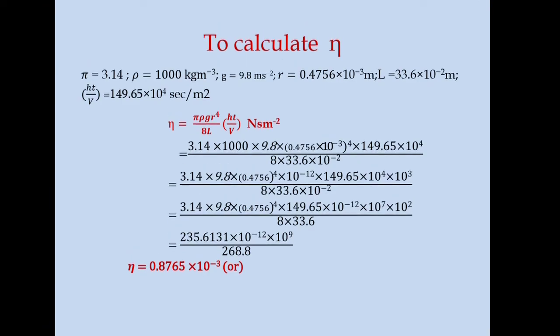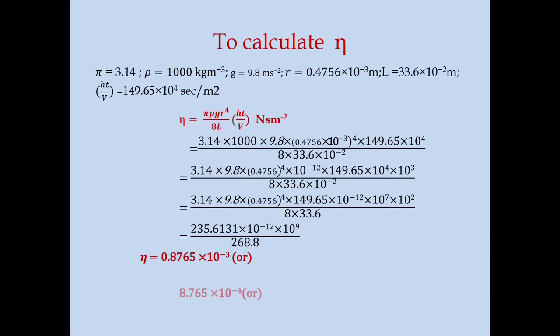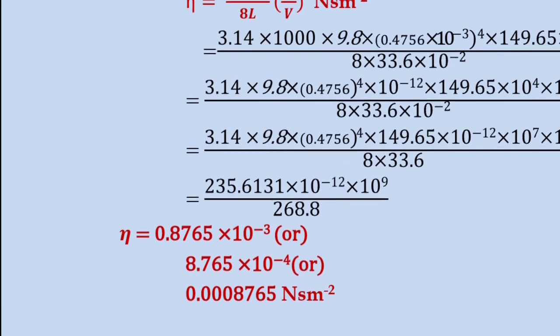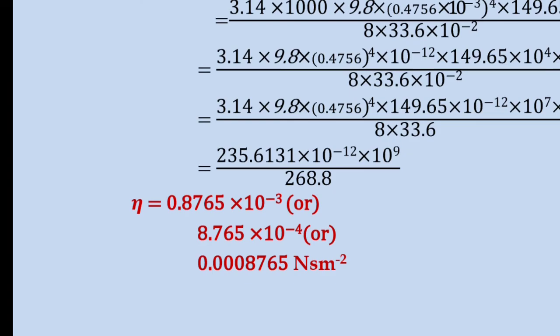So this is the coefficient of viscosity of the water. We can write it like this, or we can also write it as 8.765 into 10 power minus 4, or 0.0008765 Newton seconds per meter square. In either way you can write.